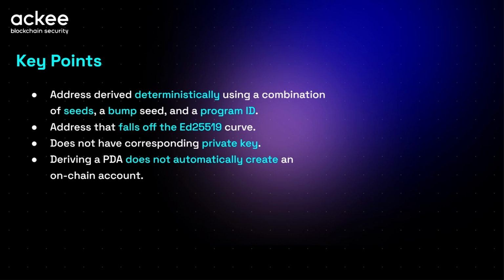It is an address that does not land on the elliptic curve, so using the bump, you kick it off from the elliptic curve, and it does not have the corresponding private key. That's the next point.